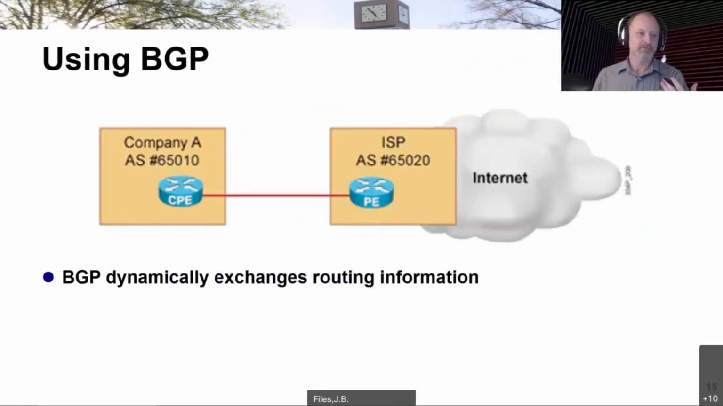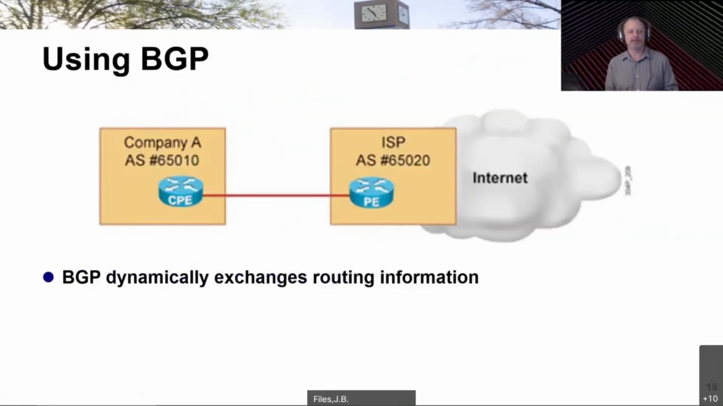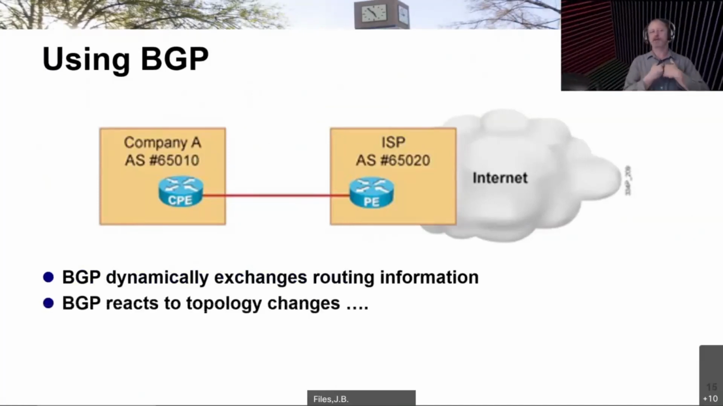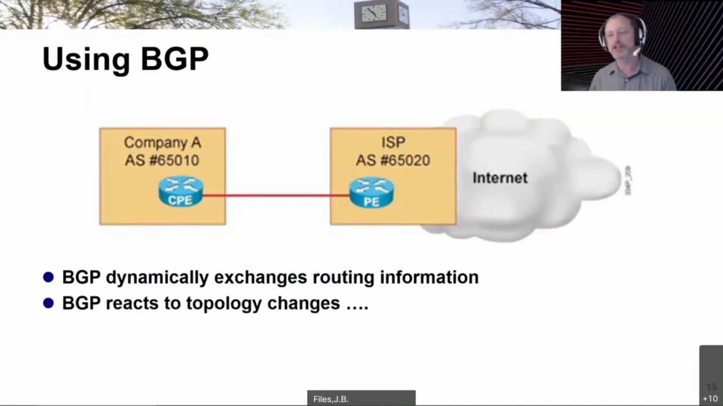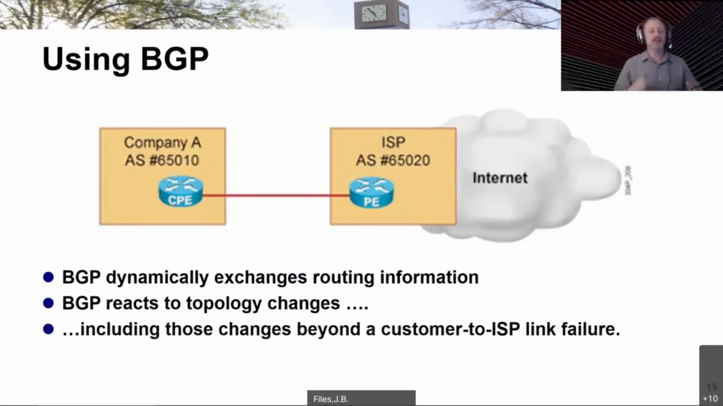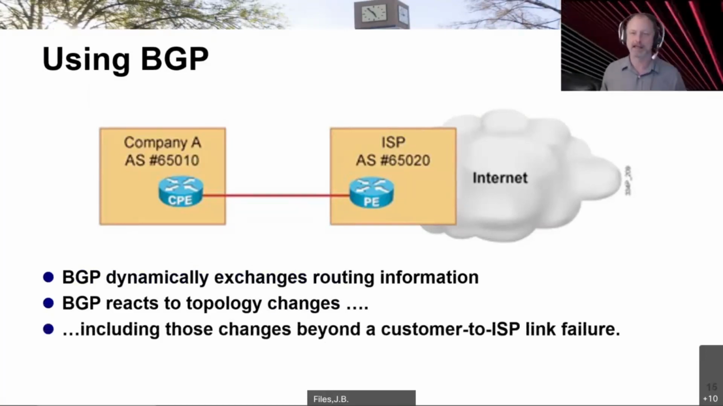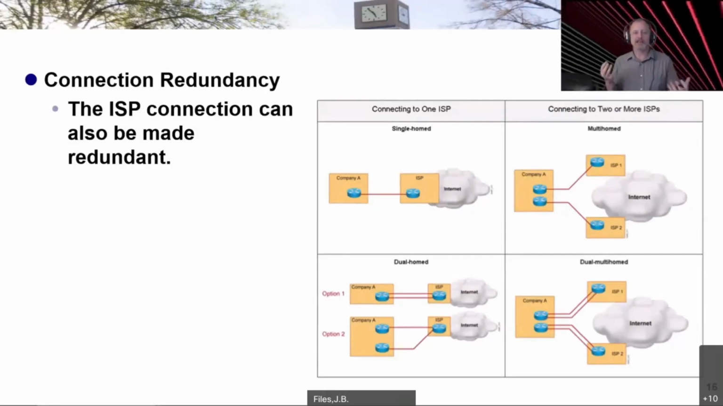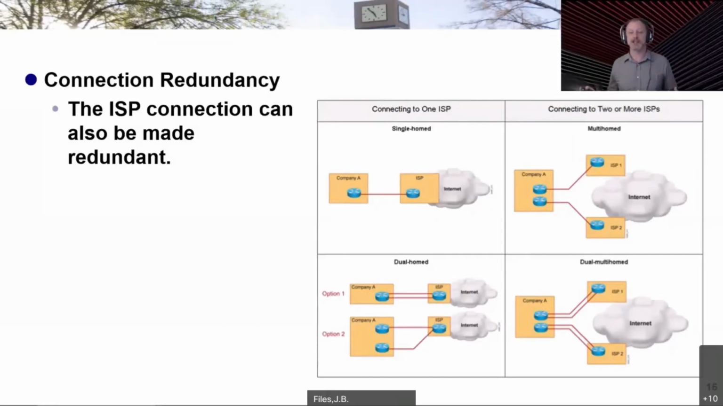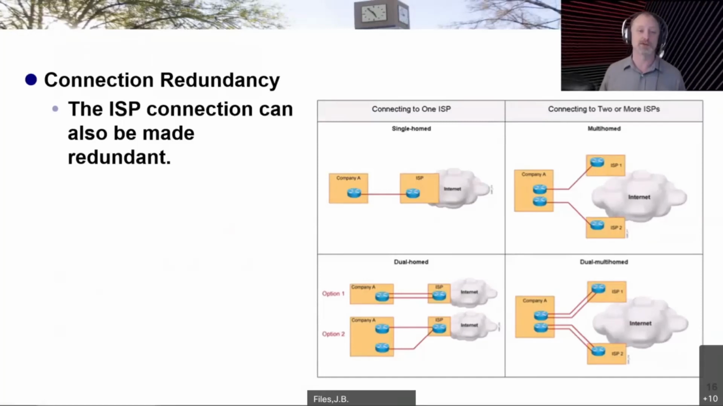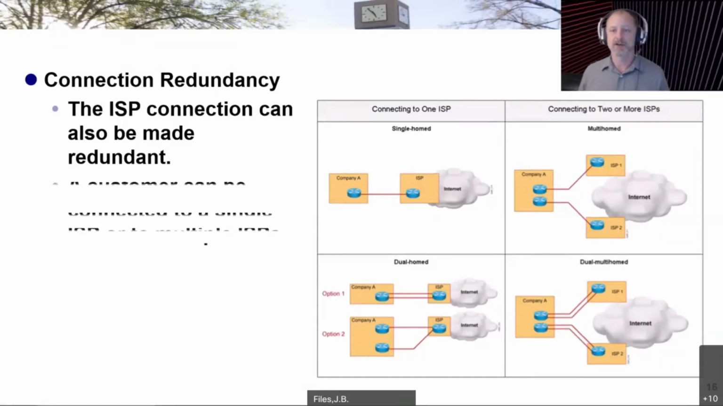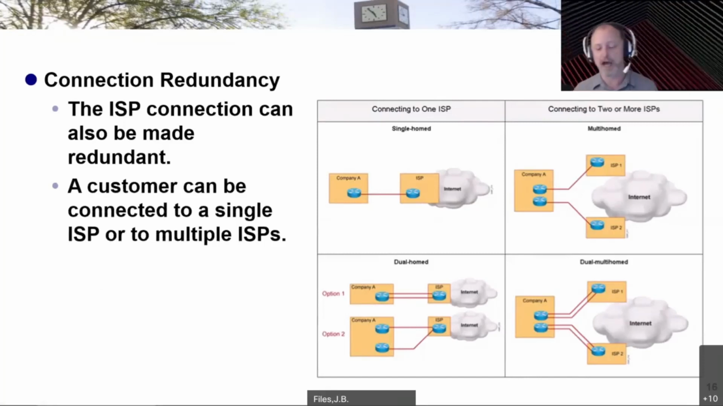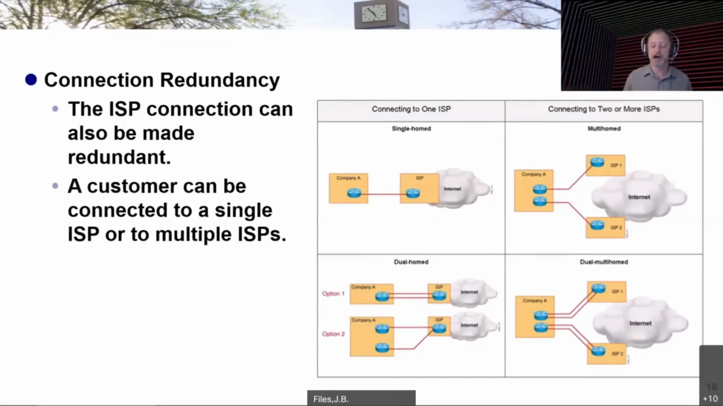Okay. So using BGP, we're going to dynamically exchange routing information. We're going to be able to react to topology changes, including those changes that are happening far away. Obviously, connection redundancy is the main reason why we use BGP. So we can connect to a single ISP or to multiple ISPs. We've got these four different options here.